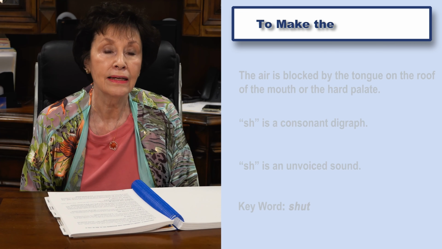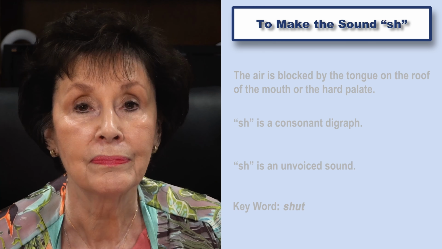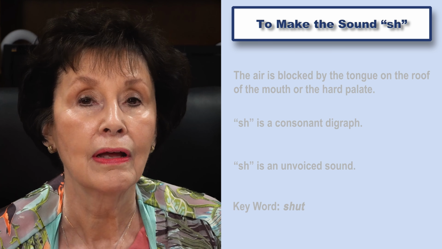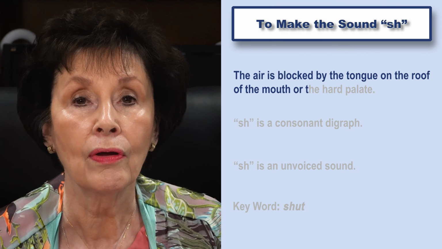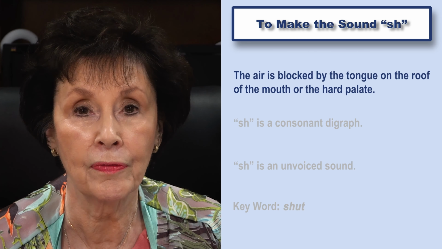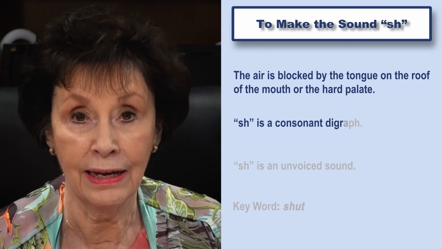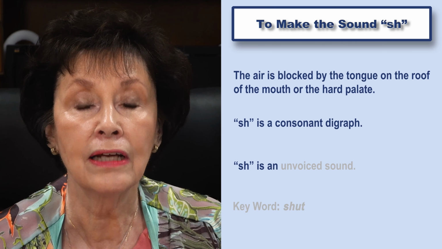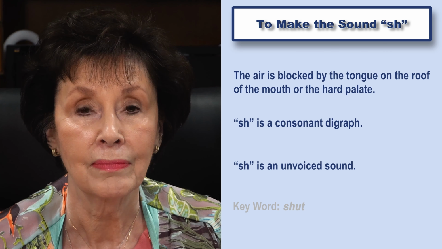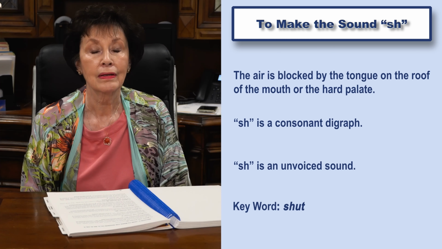To make the sound of the consonant digraph SH, the air is blocked by the tongue on the roof of the mouth, or the hard palate. Sh is a consonant digraph. Sh is an unvoiced sound. The key word is shut.